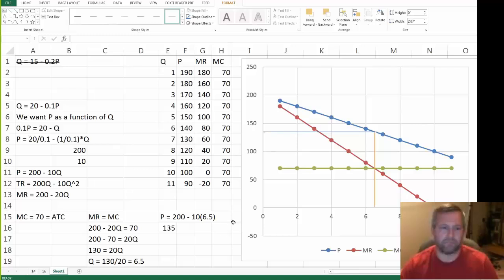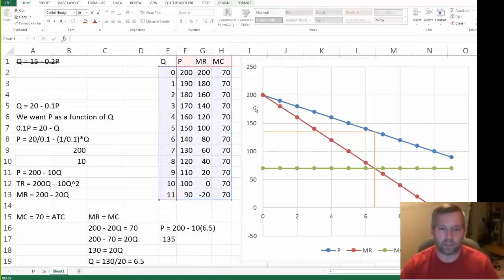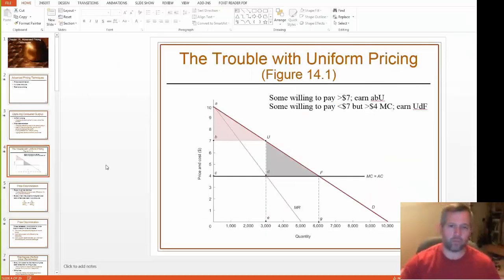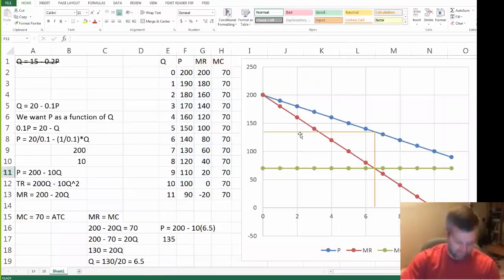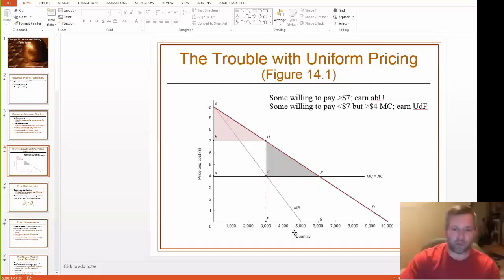Make that color, just because I'm going to be doing a triangle here, and I have to be able to see what my triangle is doing. So we have something similar. We have our costs here. We figured out what our profit would be, we figured out what our quantity would be, and in Figure 14.1, that quantity was 3,000, their point E, because that's where marginal revenue equals marginal cost.